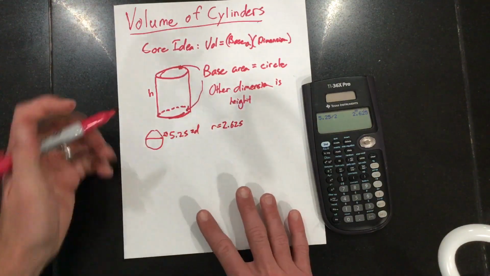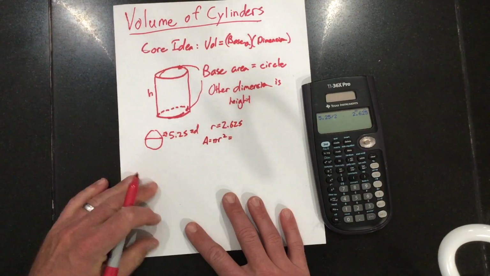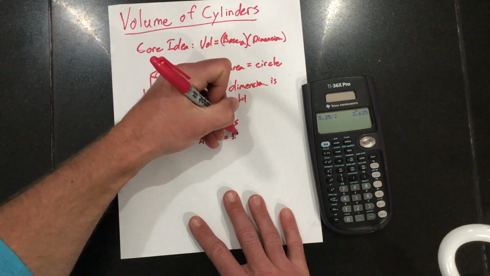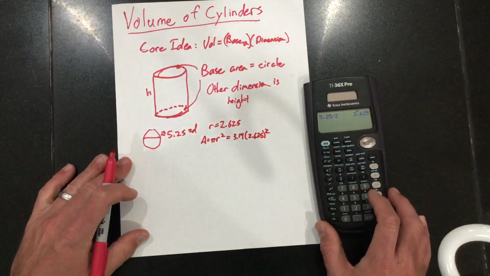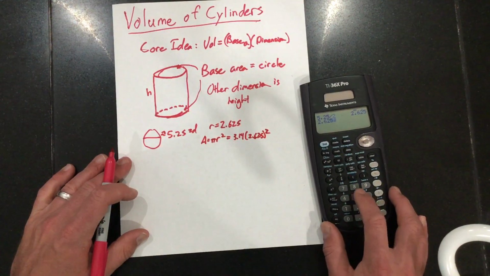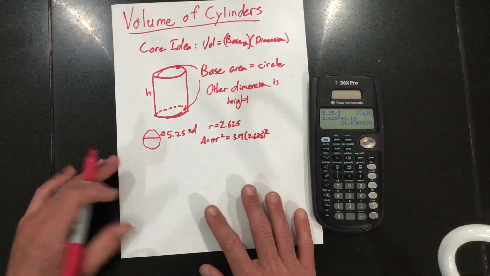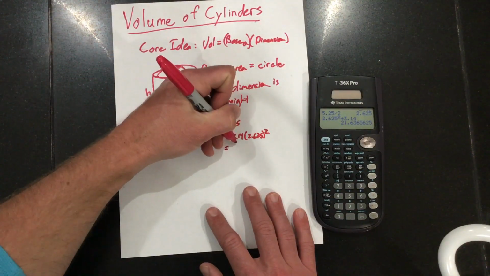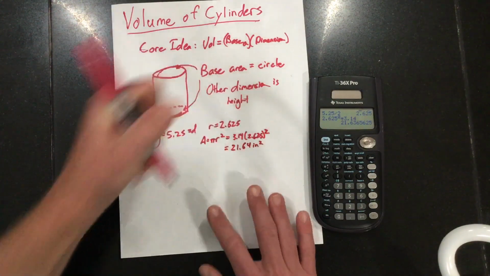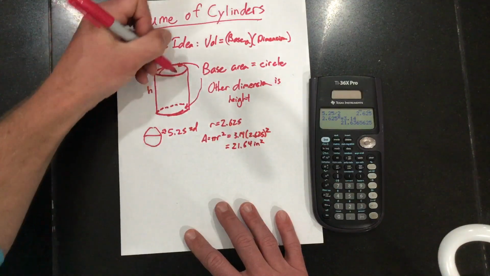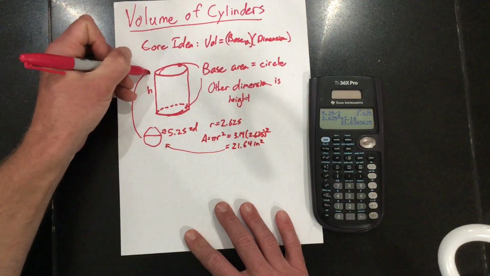is 2.625. So now in order to find the area, we will go pi r squared. And so for us, that's going to be 3.14 times 2.625 squared. So I'll take 2.625, square it, times it by 3.14, and the area ends up equaling 21.64 inches squared. So that's my base area. I know what that is. I now need to find its height.